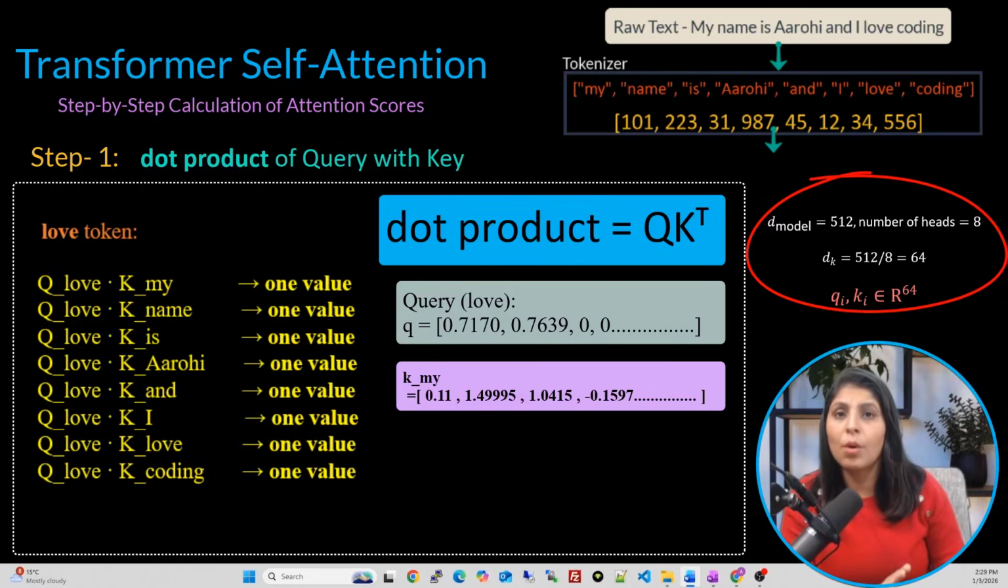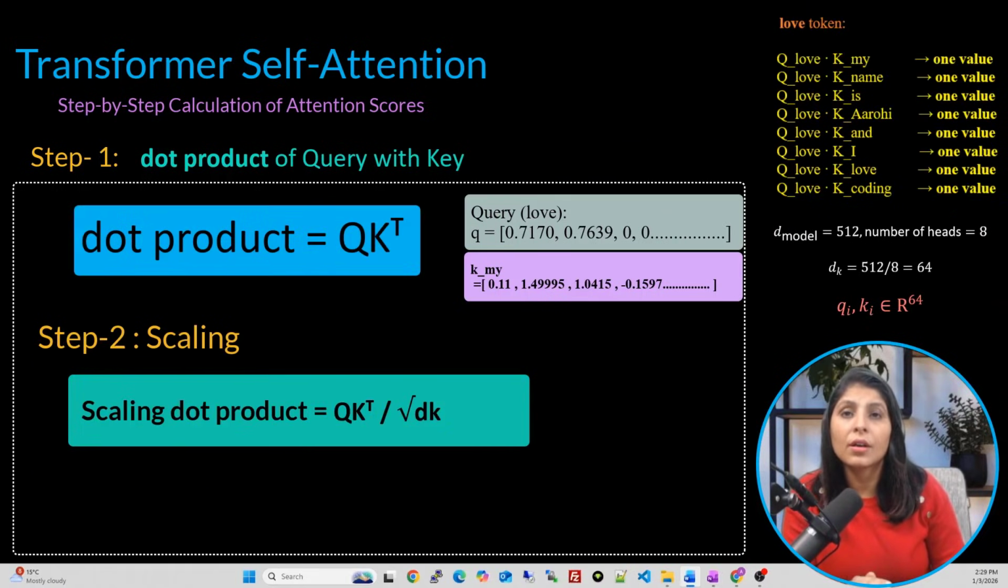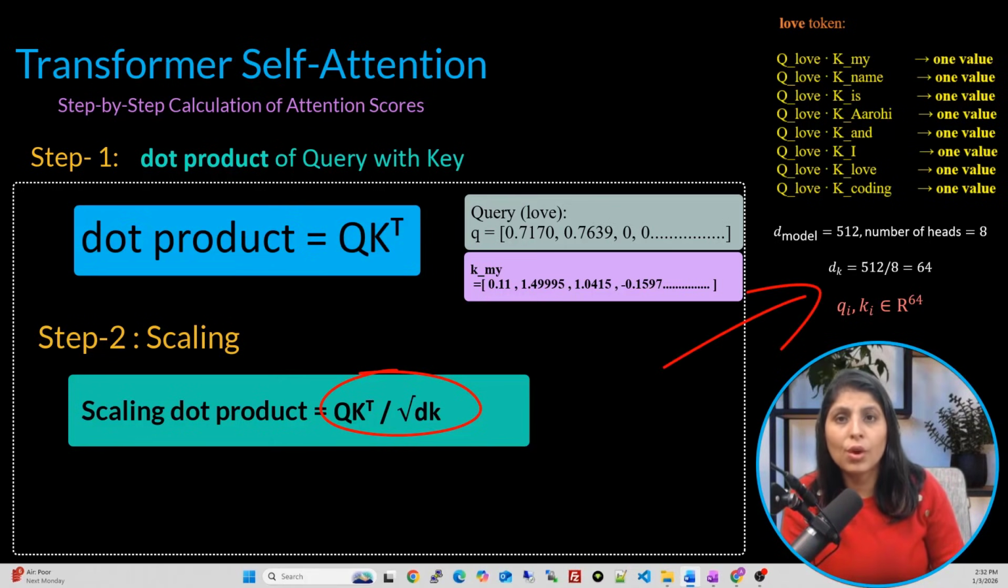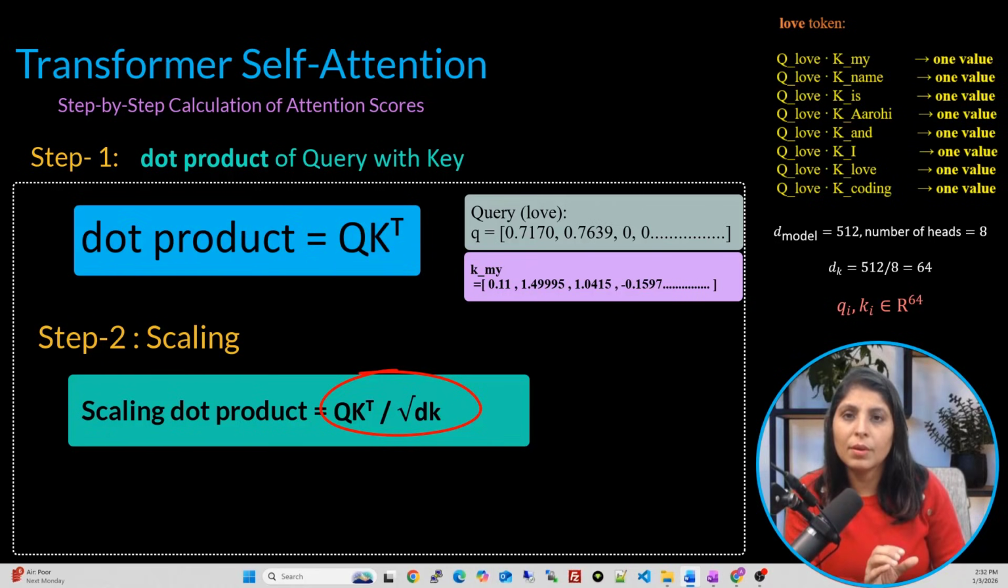So to fix this problem, we scale the dot product. Instead of taking the Q and multiplying it with the transpose of K, we take the Q key transpose and scale it by dividing with the square root of DK. DK is 64, so the square root is 8. This scaling keeps the values in a reasonable range. And this is the reason why it is called scaled dot product attention.